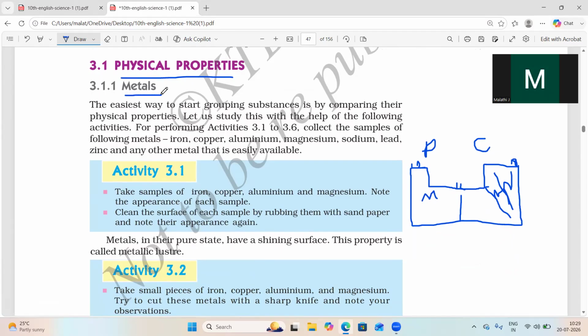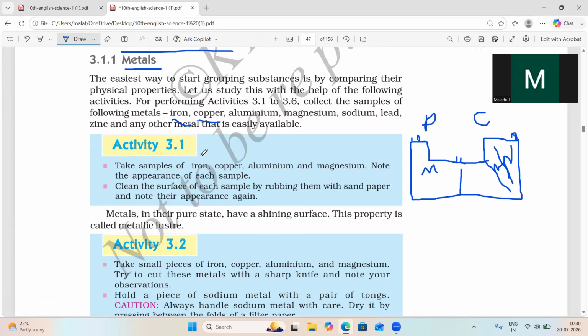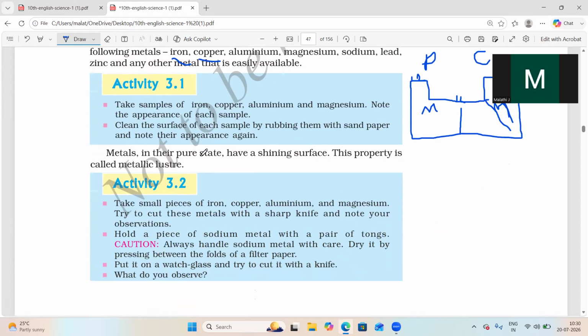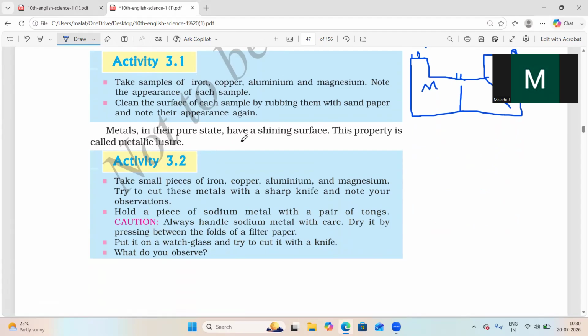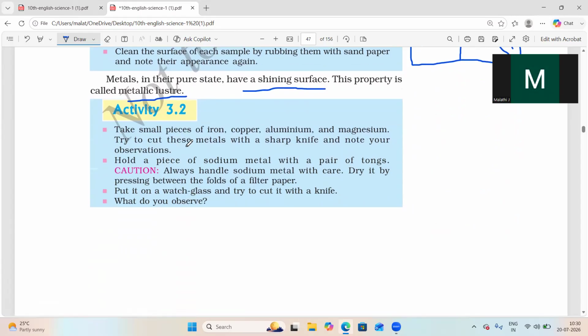If you take one metal, just observe it. You can take some examples of metals. Here they have given iron, copper, aluminium, magnesium, sodium, lead, zinc. Take easily available metals and check the surface. If you see the metal, it has a shiny surface. This property is called lustrous. So metals are lustrous in nature.